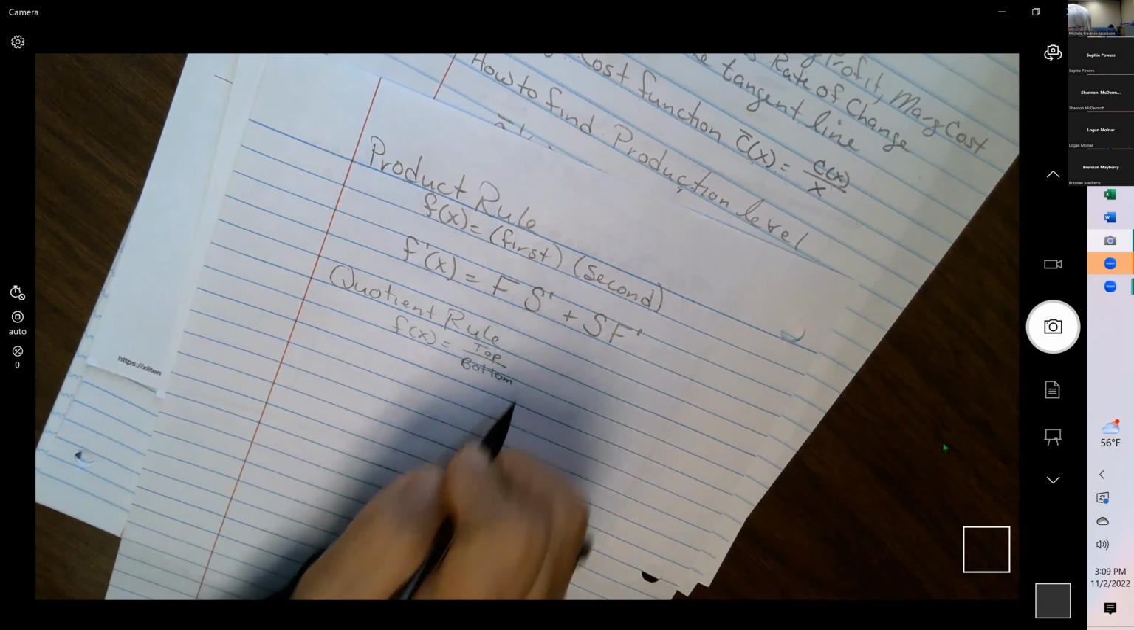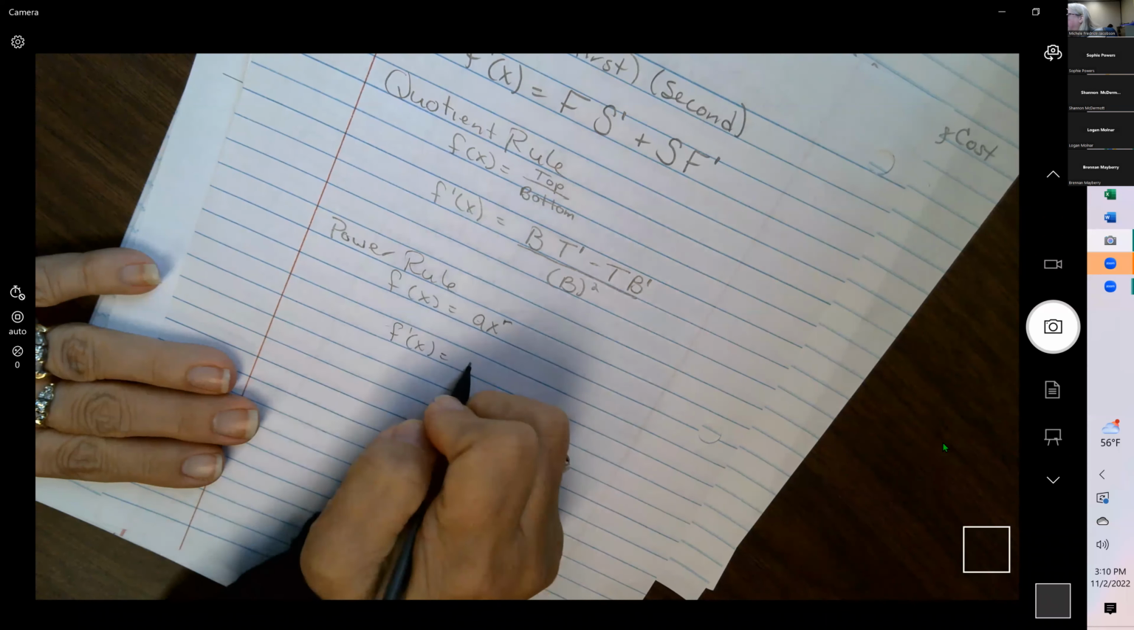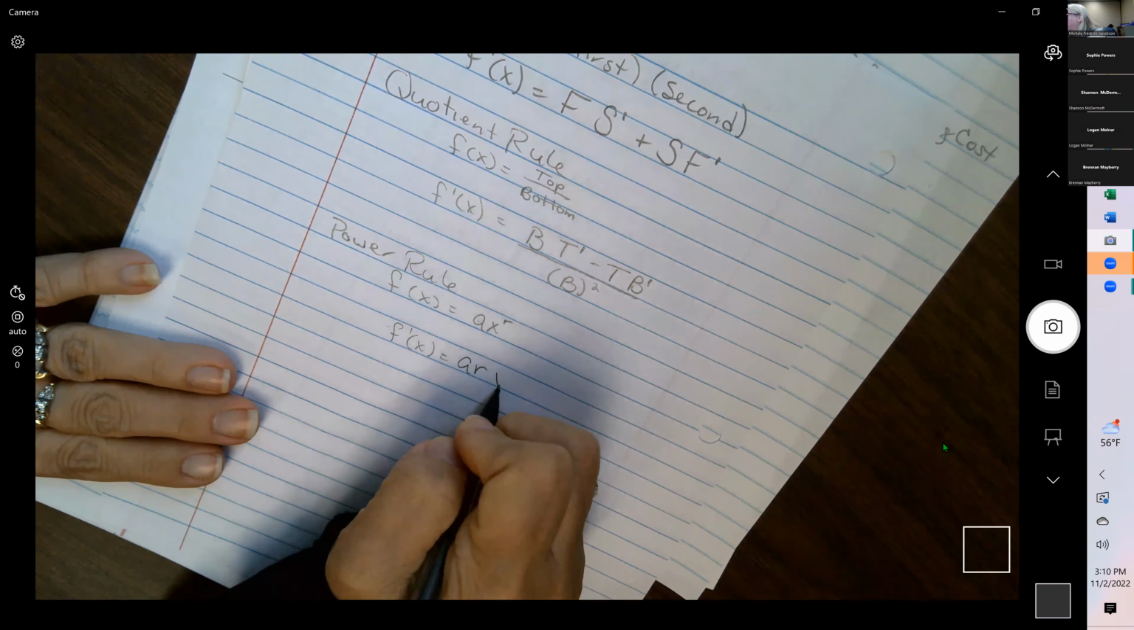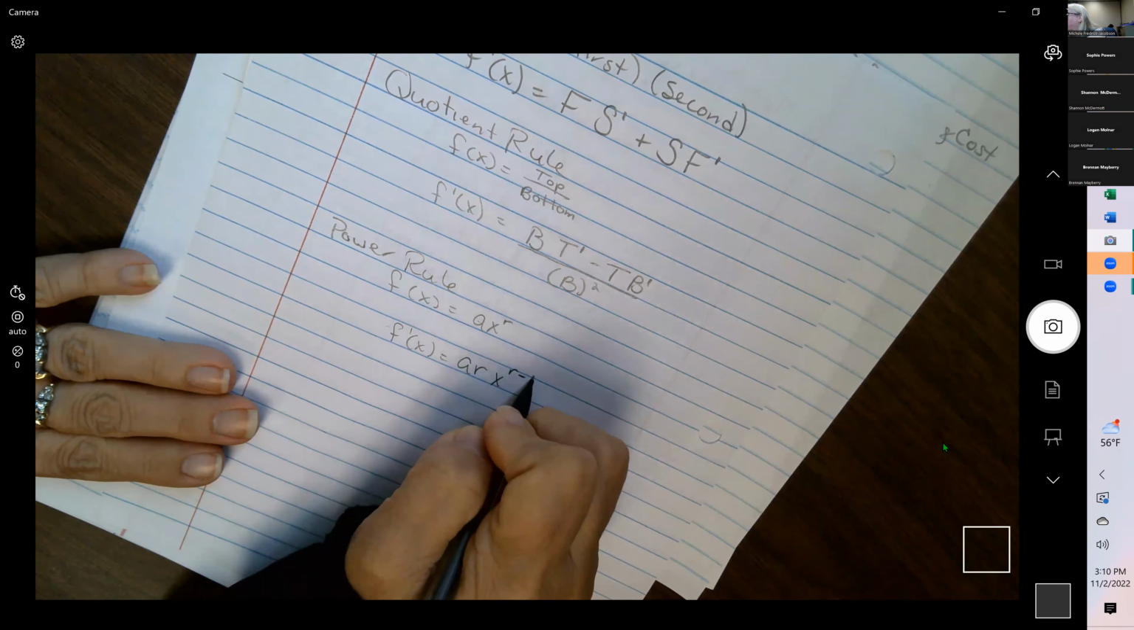And then the power rule. F of x equals ax to the r, if you want. And what you do is you multiply and then subtract 1. So the derivative is a times r x to the r minus 1.